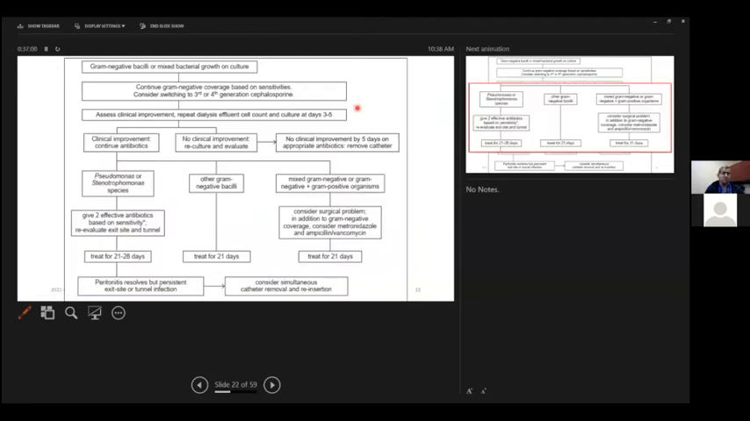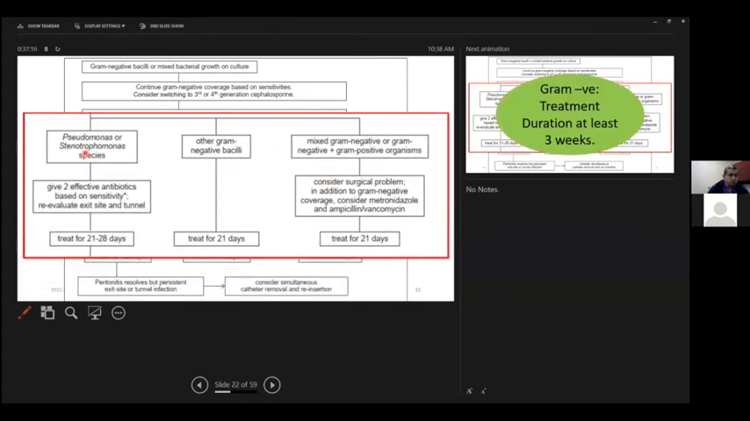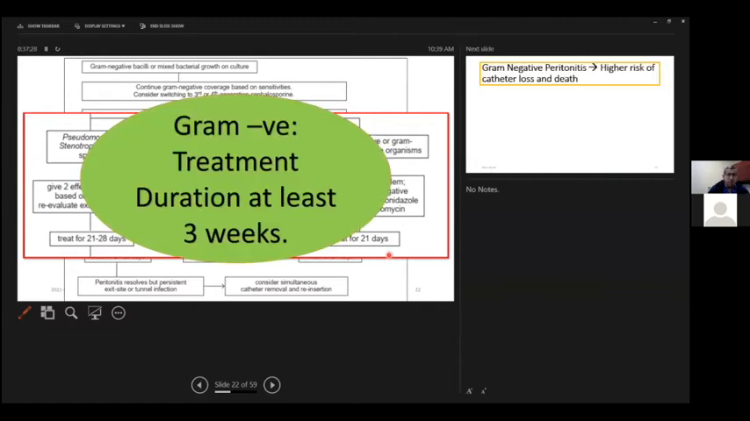Again, a busy slide, gram-negative bacilli. I'm not going to go through all of this, but what you need to do is, after you do the empiric therapy, see what you grow. Pseudomonas or stenotrophomonas, other gram-negative, or mixed gram-negative and gram-positive. If it is pseudomonas or stenotrophomonas, you have to treat with antibiotics for, see here, 3 to 4 weeks. Other gram-negative bacilli is 3 weeks. So the bottom line is, if you have gram-negative, at least 3 weeks. Sometimes it has to go to 4 weeks, okay?